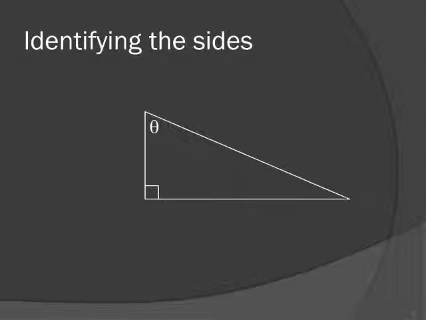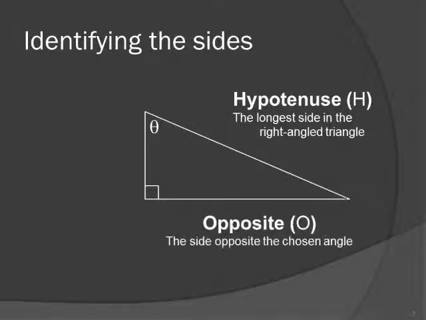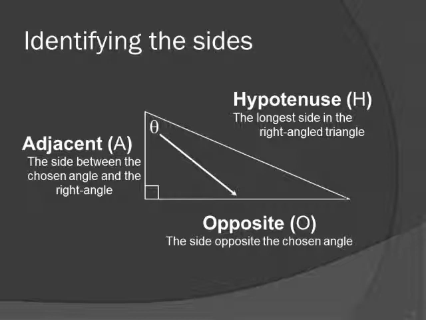Now, you know from year 8 that the hypotenuse is the longest side in a right-angled triangle. So let's mark that in. And we use the letter H to identify the hypotenuse. Then we've got the opposite. The opposite is the side that is opposite to the angle. It doesn't touch it, it faces the angle. And the adjacent is the side which is between the chosen angle and the right angle. It's next to the angle, but it's not the hypotenuse. So here we have H for hypotenuse, O for opposite, and A for adjacent.